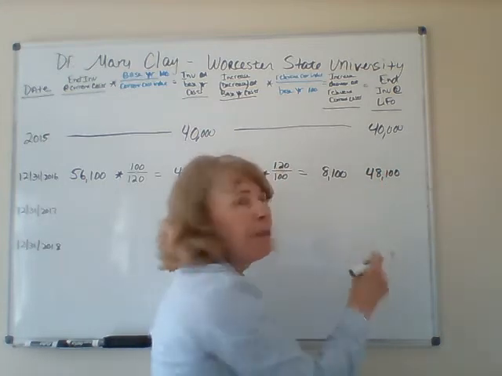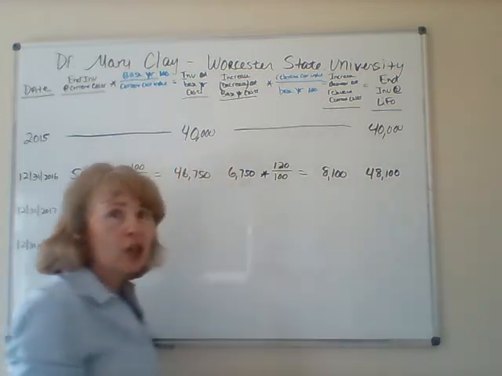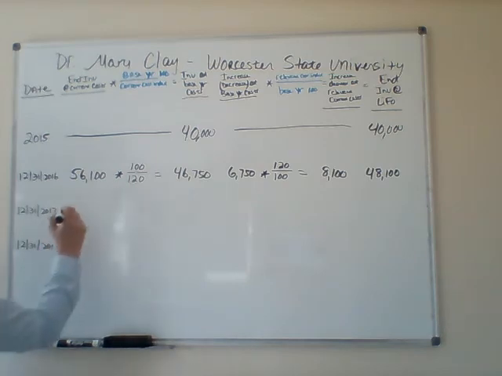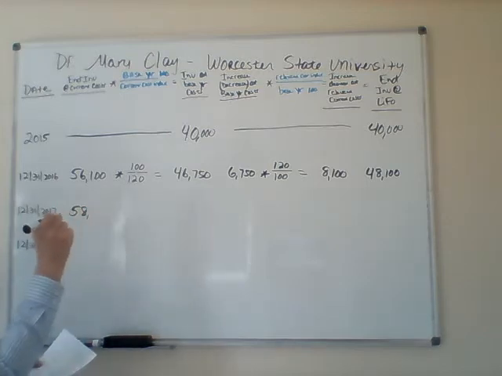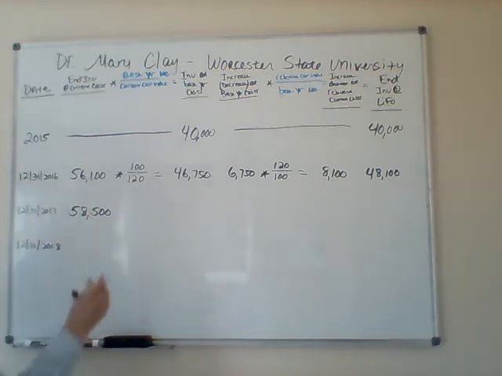Okay, it's not bad when you do it like this. Okay, just understand each layer. All right, so now I go to the next layer. The textbook gave me this. At the end of 12/31/2017, it was 58,500. Okay, what is my price index?